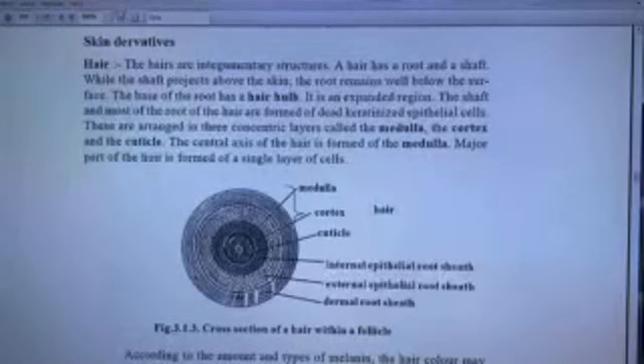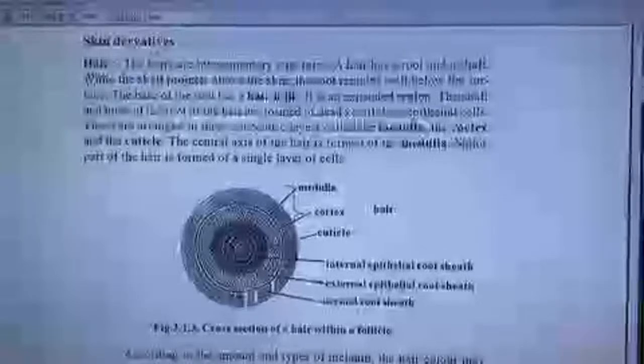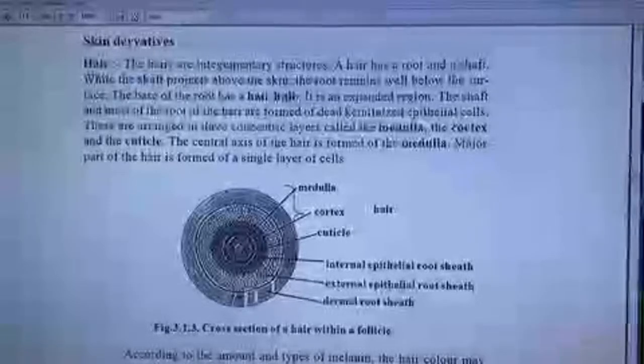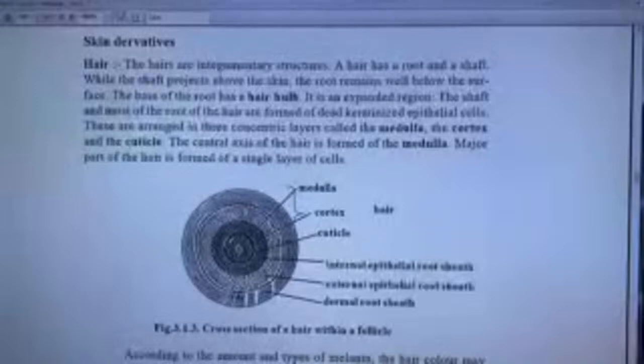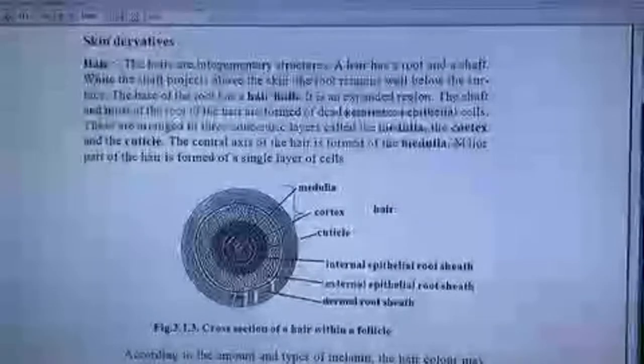The shaft and most of the root consist of deep keratinized epithelial cells. These are arranged in three concentric layers called medulla, cortex, and cuticle. The central axis of the hair is formed of the medulla. Major part of hair is formed of a single layer of cells.